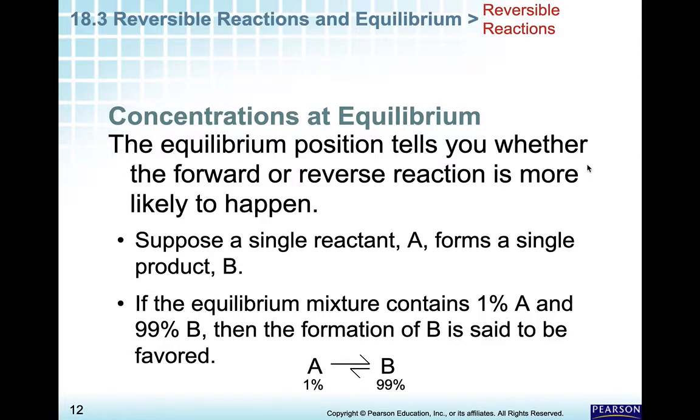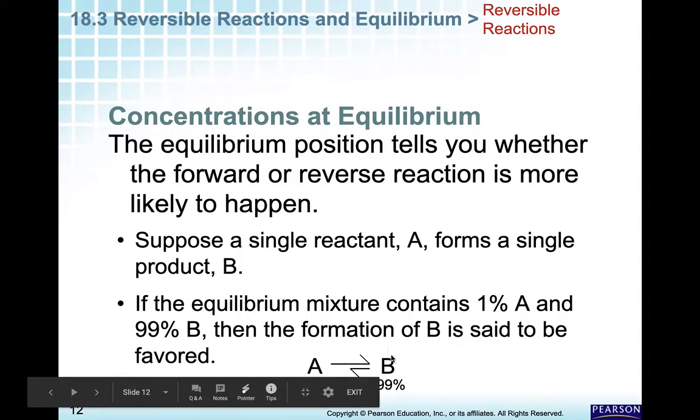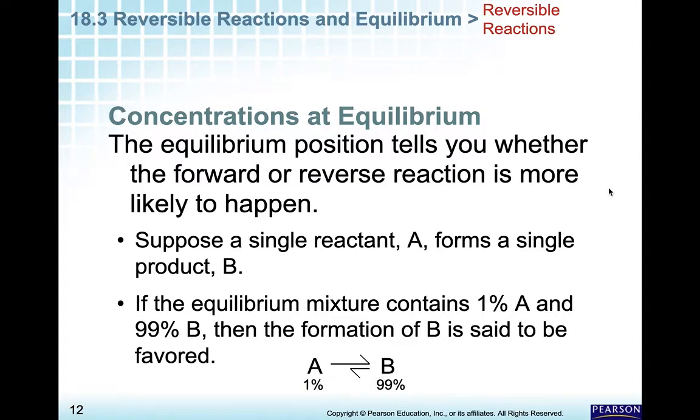So the equilibrium position can tell us whether the forward or reverse reaction is more likely to happen, whether it's more favorable. So let's take an example. Let's go back and we have this general equation of the reactant A reacting to produce the product B. If the equilibrium mixture contains just 1% A and 99% B, then we know that the products were favored. The formation of B was favored. The forward reaction was favored. Here that's shown by giving the forward arrow the longer line.